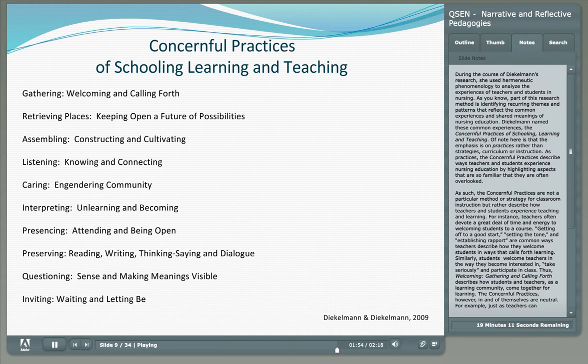By providing a new language for describing these experiences, the concernful practices encourage teachers and students to explore the meanings and significances of their experiences and to think about these experiences in new ways and from multiple perspectives. When teachers and students attend to how the concernful practices are showing up in their schools, narrative pedagogy is enacted.